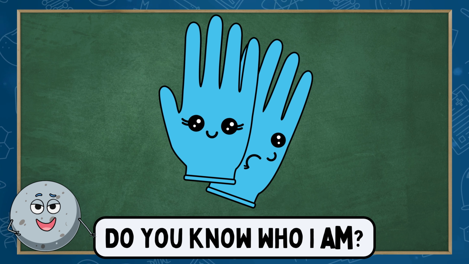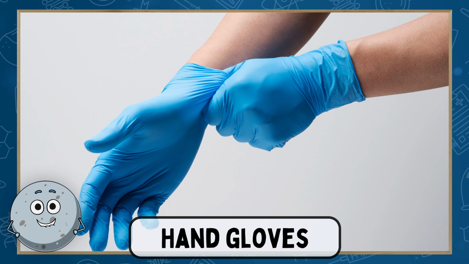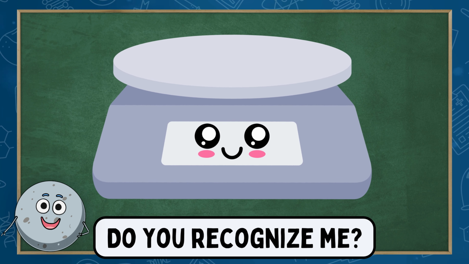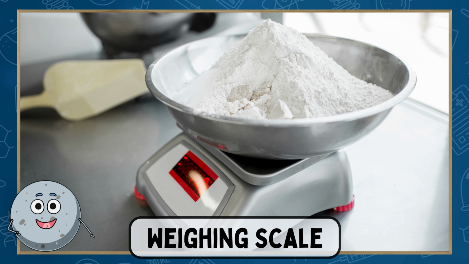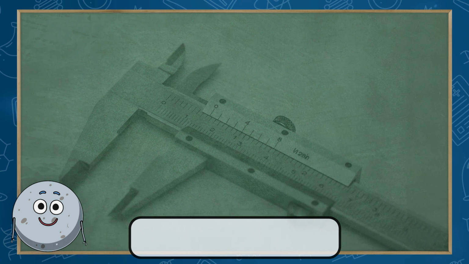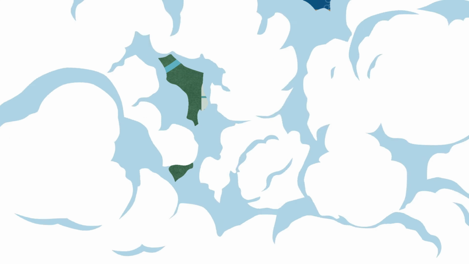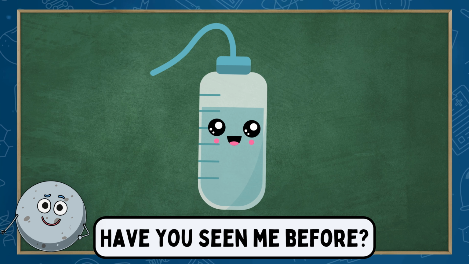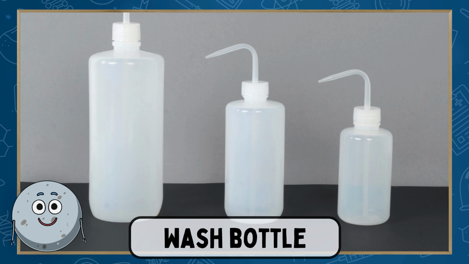Do you know who I am? I am hand gloves. Do you recognize me? I am weighing scale. Do I look familiar to you? I am caliper. Have you seen me before? I am wash bottle.